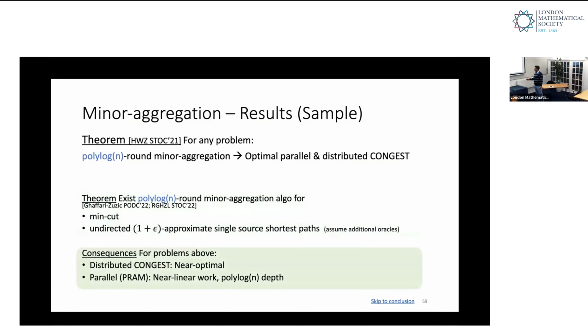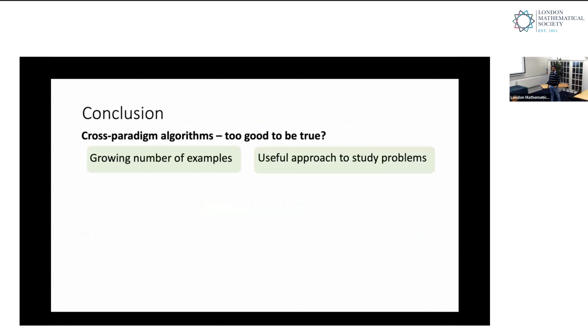And because you have these things, you have near optimal min cut. This is essentially recovering our result, but in a much more unified way. And you get a PRAM algorithm as well. Right, so to summarize, cross-model algorithms might look too good to be true, but there are a growing number of examples where this is essentially the way you solve problems. And this is also a useful approach to study problems.